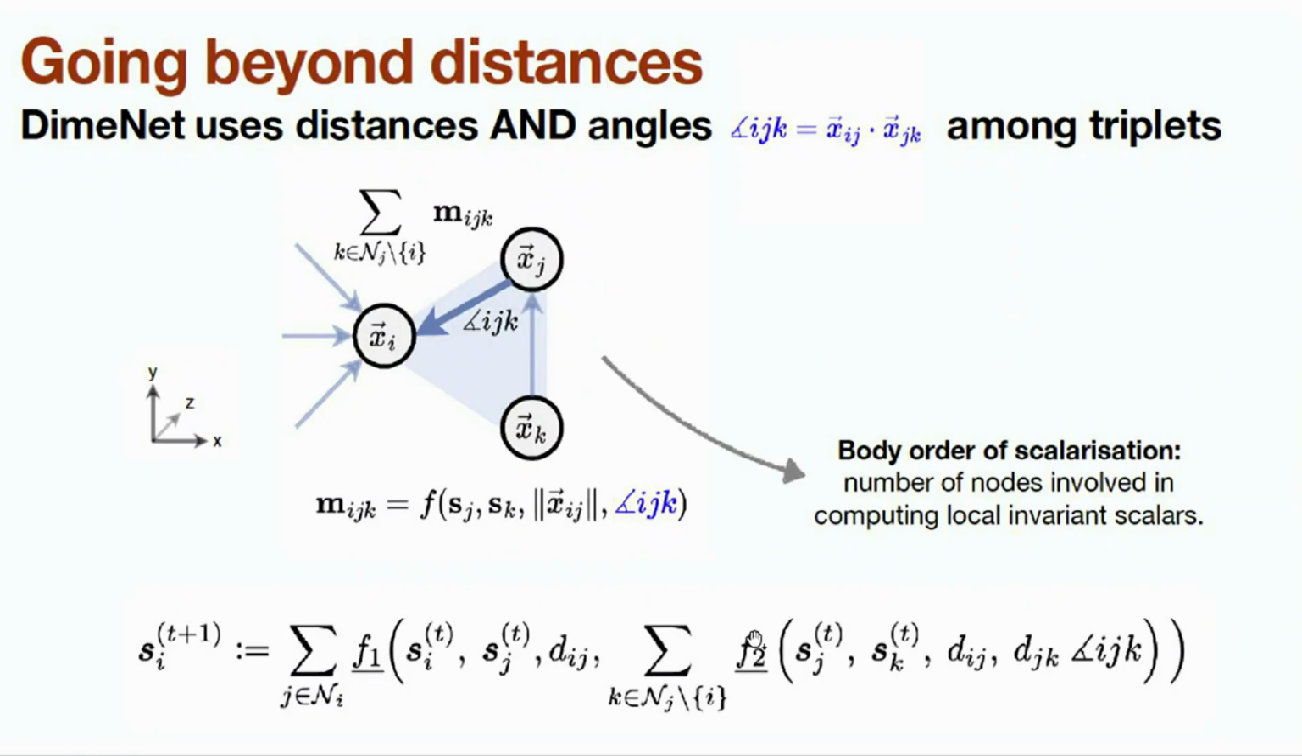So you can see that the difference here is when you compute this message, you consider the distance between i and j, and at the same time you compute the distance between j and k and their angle as one quantity here.